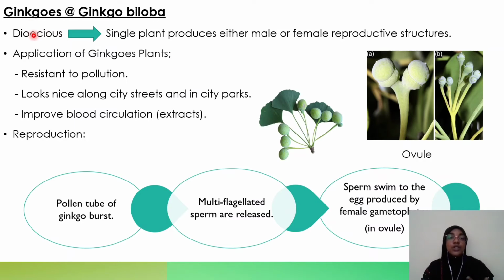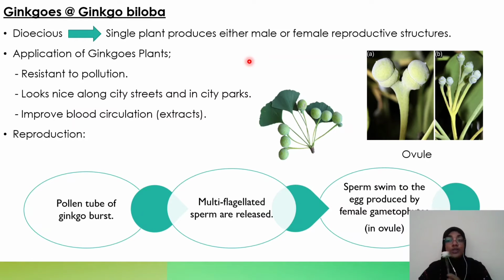Ginkgo is a dioecious plant, which means a single plant produces either male or female reproductive structures. Do you remember the conifer being monoecious? Let's recall a bit. A monoecious plant is a plant which has both female and male reproductive structures, meaning one plant has both reproductive structures.